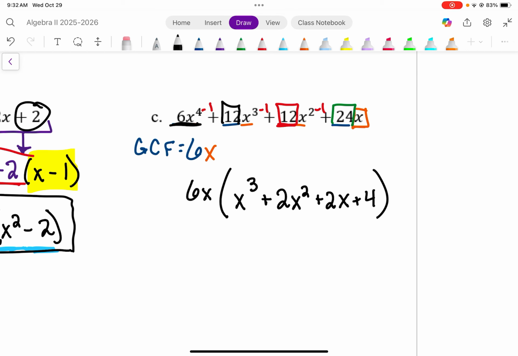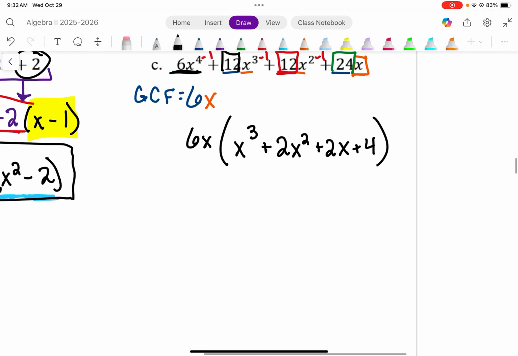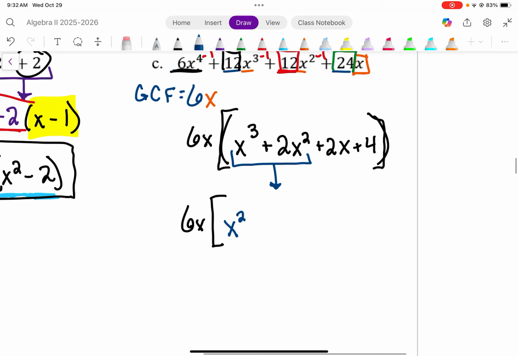Now in the parentheses, I do have 4 terms, so I'm going to try factoring by grouping. So I'm going to group together the first 2. And while I'm grouping, I'm going to change this parenthesis here to a bracket. And it's okay if you leave it as a parenthesis, but sometimes it gets confusing when you have multiple sets. Looking at my first group, I can factor out an x squared here. That will leave me with just x plus 2.